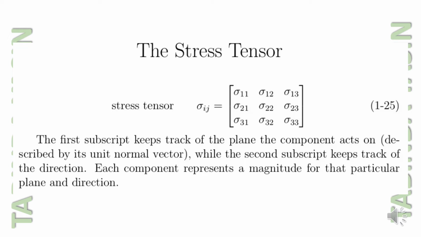So each component, such as sigma 11 or sigma 21, represents a magnitude for a particular plane and direction. Sigma 11 shows the magnitude in the x direction, acting on the plane of x.